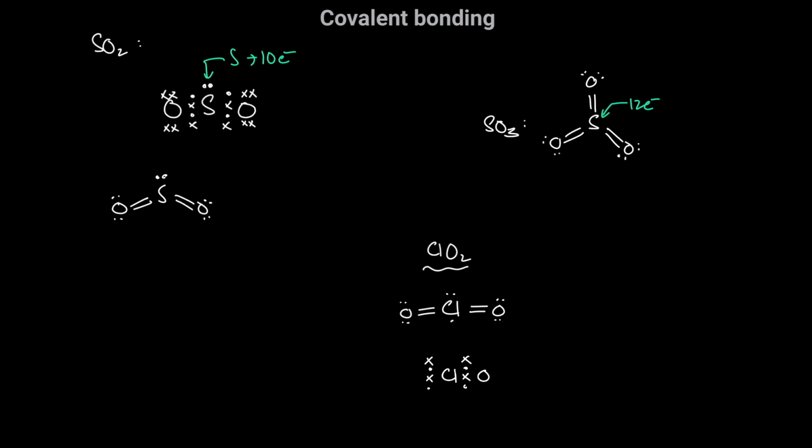And then you have oxygen, and you have lone pairs on oxygen. And you have the 3 unbonded electrons in chlorine. So here the central chlorine has 11 electrons.